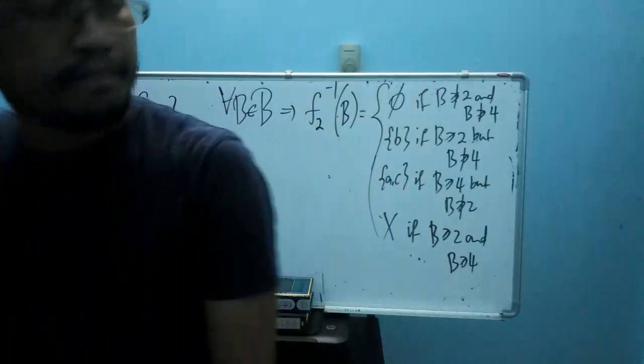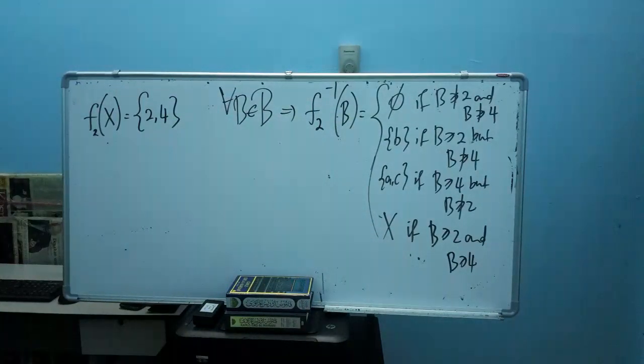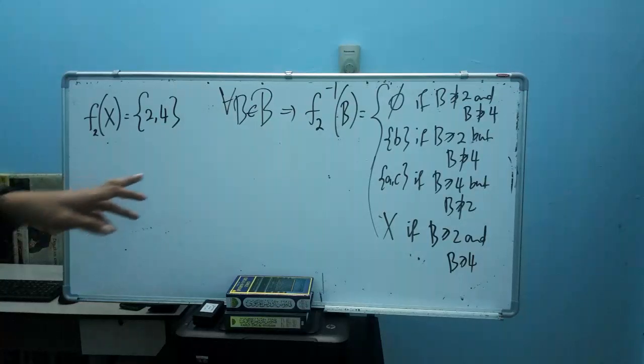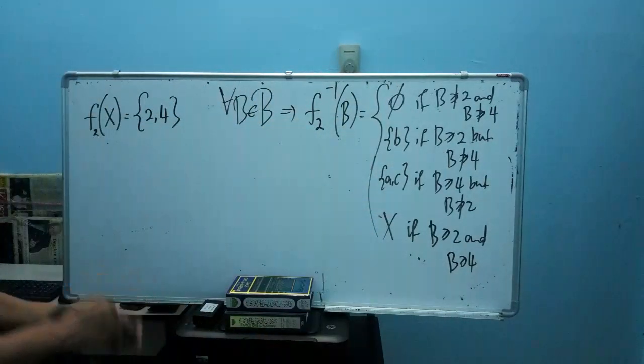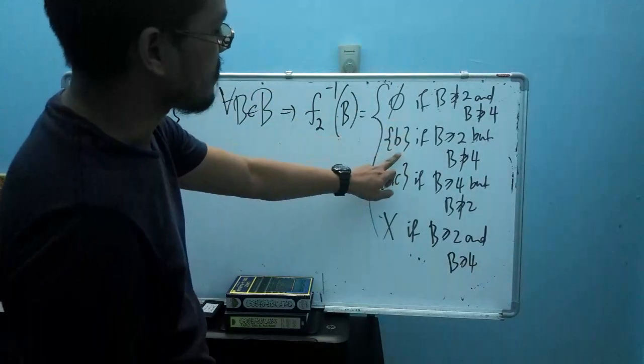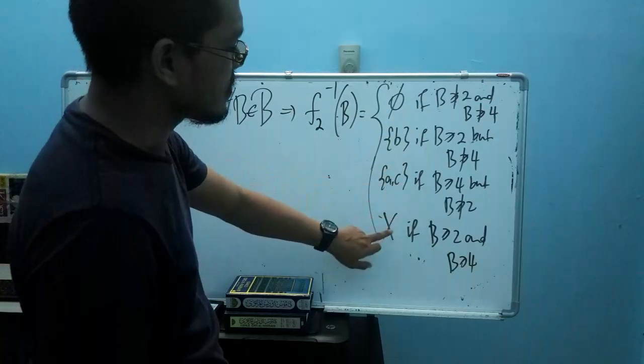Okay, so meaning that if you consider all Borel sets here, from the second example function, you find the pre-image of all Borel sets, you will have 4 pre-images. This 4 means that you have the empty set, you have B, you have AC here, you have X.